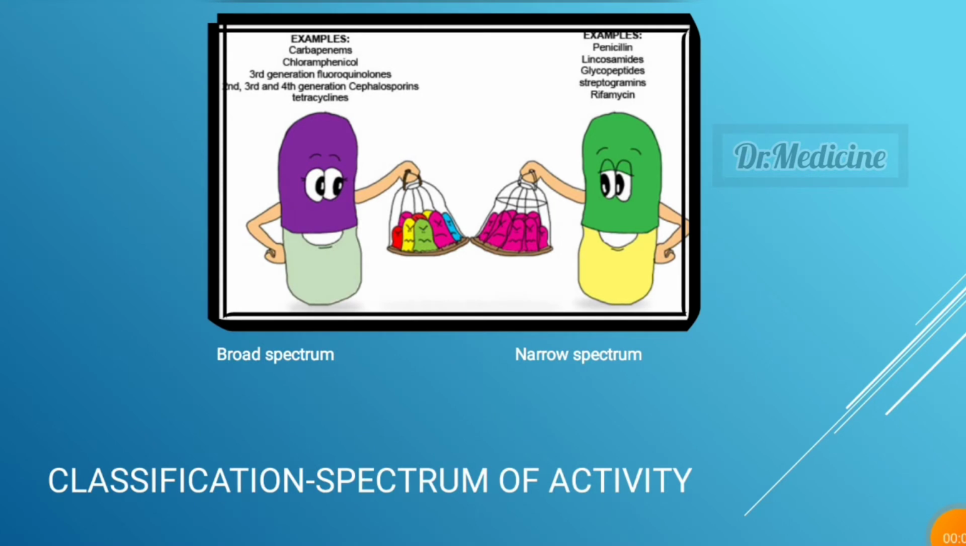The examples for broad spectrum antibiotics include carbapenems, chloramphenicol, third generation fluoroquinolones, second, third and fourth generation cephalosporins and tetracyclines. And the examples for narrow spectrum antibiotics include penicillin, lincosamides, glycopeptides, streptogramins and rifamycin.